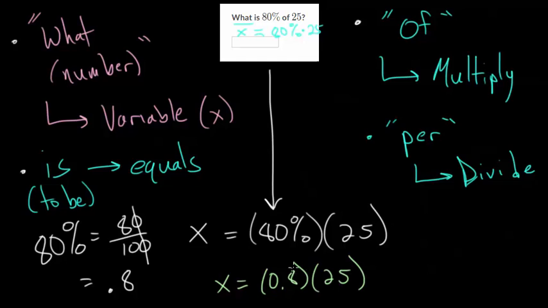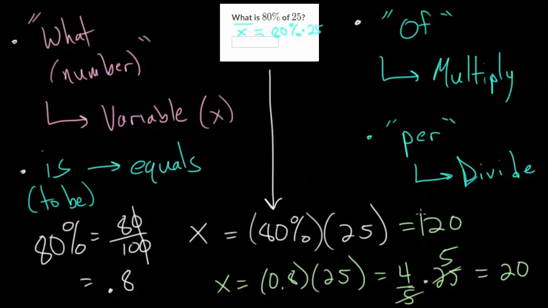Now you could have written it as a fraction as well. It's the fraction 4/5 times 25. But at this point, we just got to carry out this multiplication. 8 times 25 is 200, and then you move the decimal one place over. Or if you do it this way, 25 divided by 5 simplifies to 5. You get 5 times 4, which is 20. So x in this case is 20, and then you just want to make sense of it.